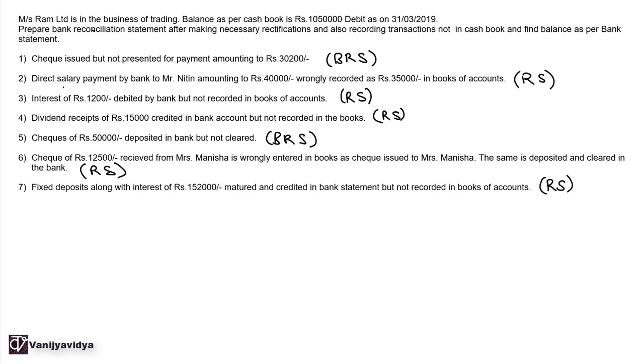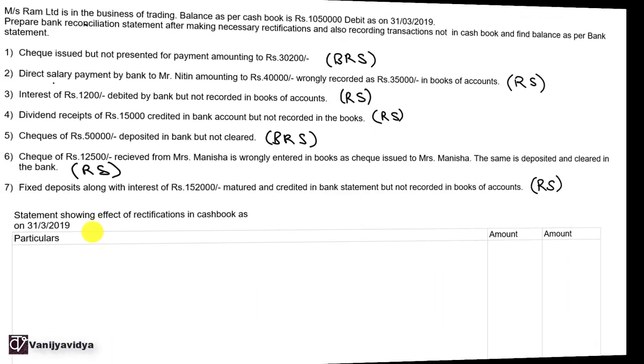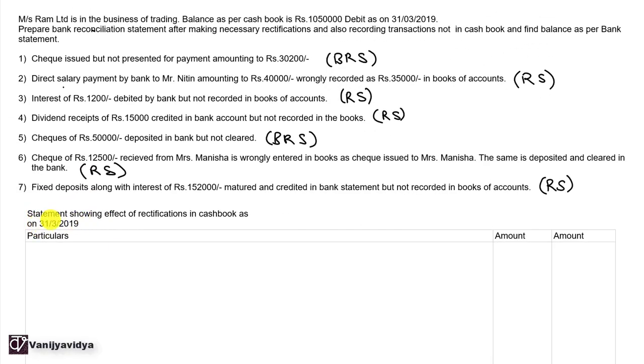So there are two types of adjustments. One is wherein there was some amount which was wrongly recorded in the cash book and we have to rectify it. The second adjustment is there are certain entries which are there in your bank statement but not in the cash book. The same are required to be recorded in the cash book. Let's prepare the format of the statement. So this is a format of the statement.